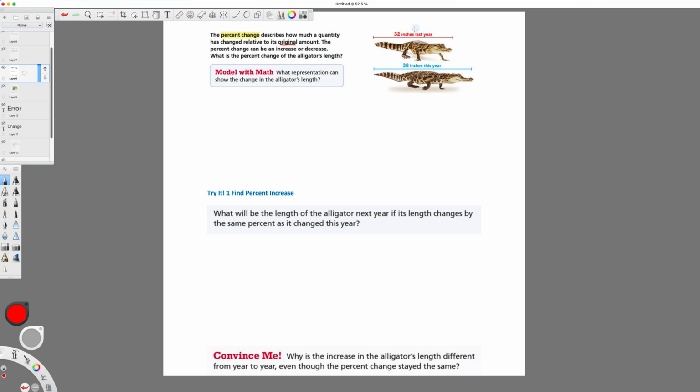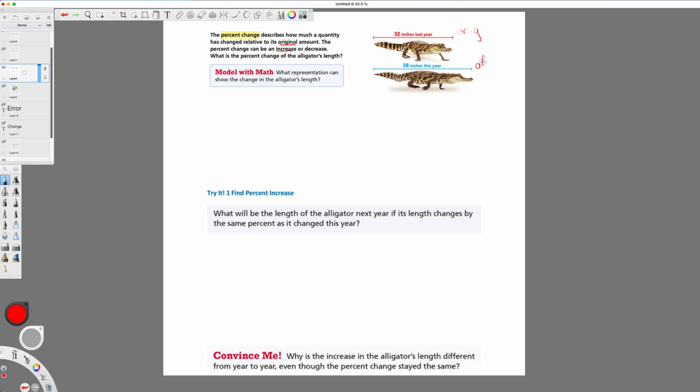So if this was last year's alligator and this is that same alligator this year, I can see quite easily from the picture and the diagram that it grew. So this is going to be a percent increase here. I can tell just by looking at that. And it wants to know, what is the percent change? Well, to do the percent change, all we're going to do is say, okay, how much did it change? And then I'm going to compare that change to the original amount, never the after, always to the original. So this is what it was originally.